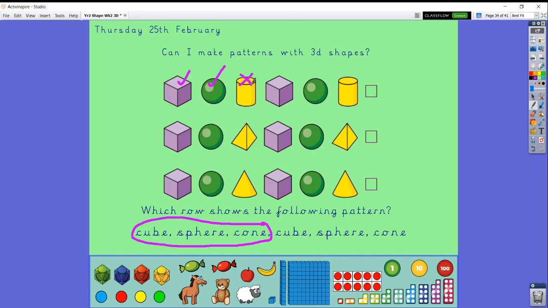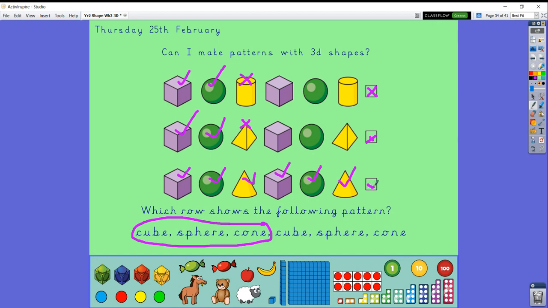cone. No, that's not going to work. Let's put a cross on the end of that one. It's not that pattern. Cube, sphere, pyramid. That's not working. So hopefully our last one is going to work. Cube, sphere, cone. Yes, keep going. Cube, sphere, cone. Super stuff.